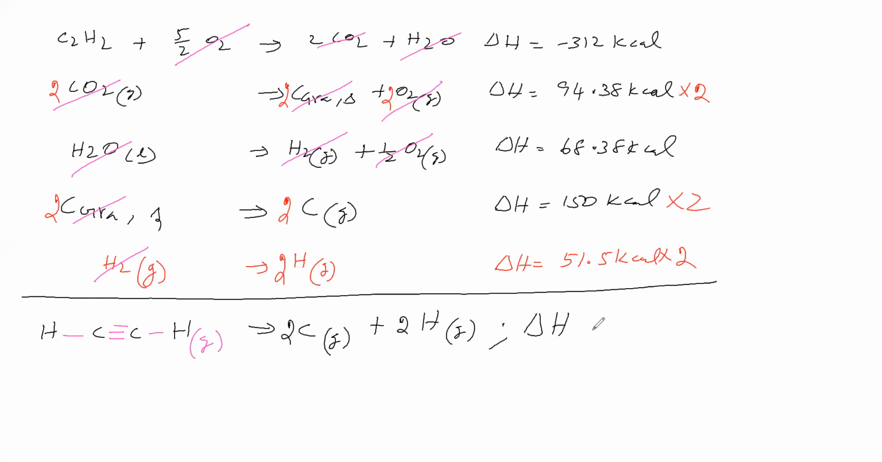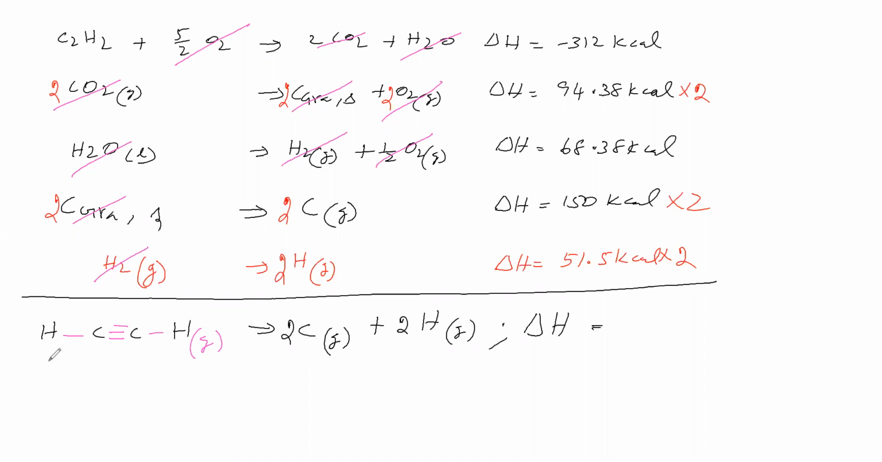For this equation, we know delta H by adding all these delta H values. Now in this equation, gaseous acetylene is there. In this gaseous acetylene, if you break this CH bond and break this other CH bond, you will get hydrogen atoms in gaseous state. Break this CC triple bond, you will get gaseous carbon atoms. So if you break the bonds, you will get the corresponding gaseous atoms.